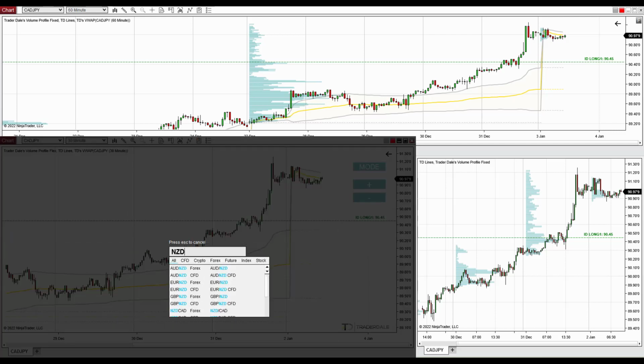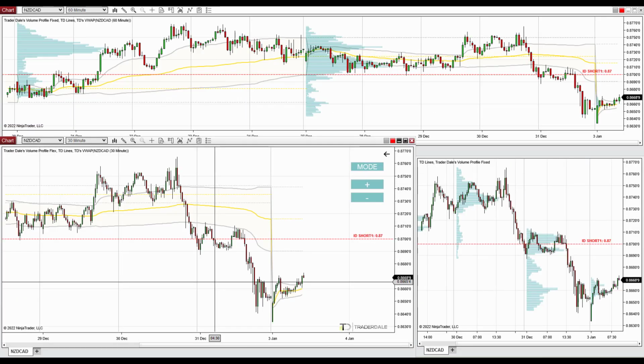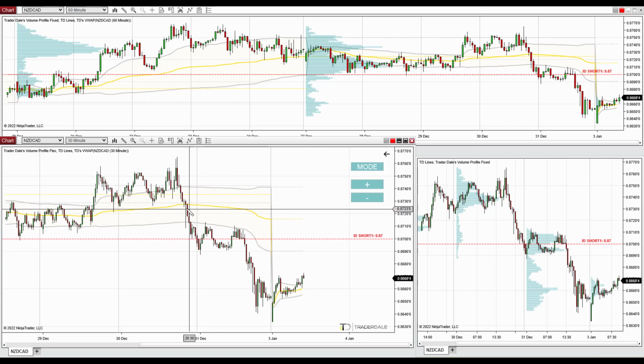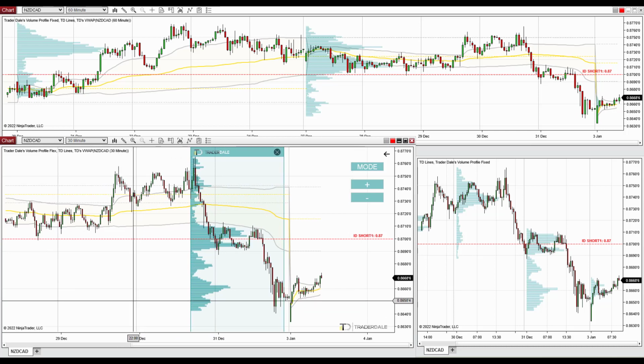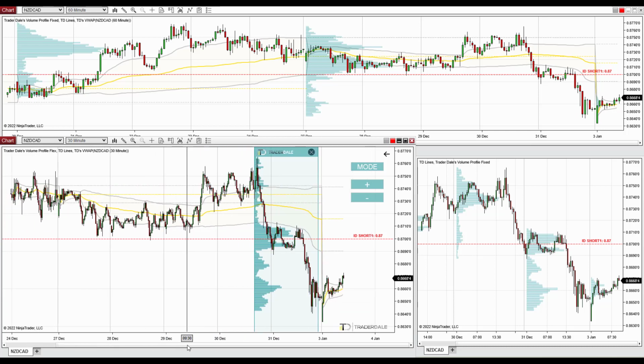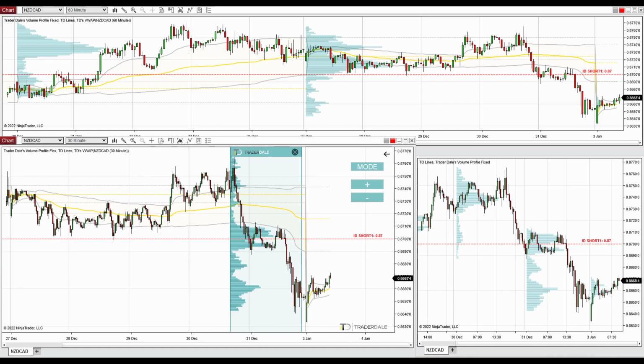And this one will be on the New Zealand dollar, Canadian dollar. So now all the charts show the New Zealand dollar, Canadian dollar. And in this case, we also have a trend setup. And also there is another setup that aligns with that trend setup. So anyways, let's first start with the trend setup.